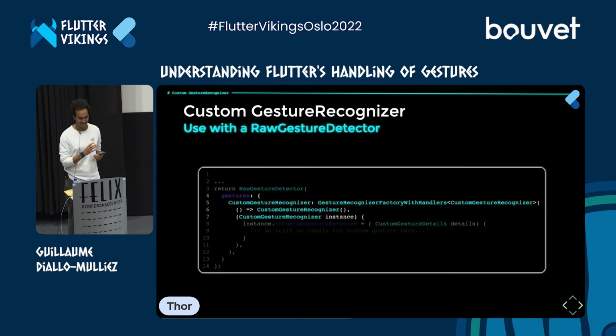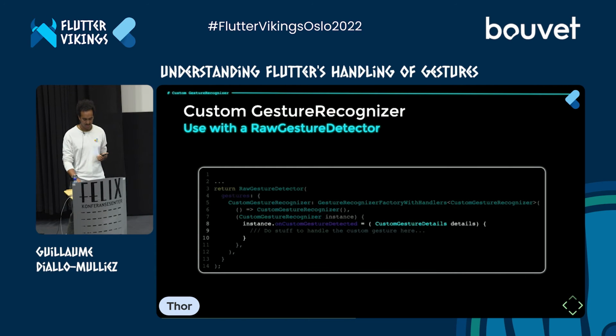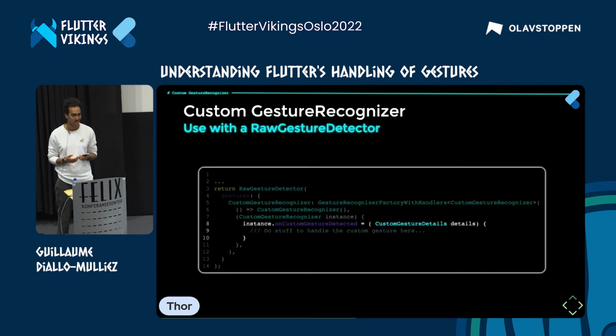There's a whole lot of boilerplate here, but what you need to pass to the raw gesture detector is a map keyed by the type of your custom gesture recognizer. And what's important here is the callback that gives the instance of this custom gesture recognizer. And then you can pass the method that we just called at the end of our detected event, so that we can do stuff once we actually detect this gesture.